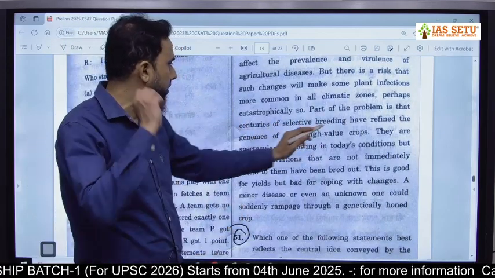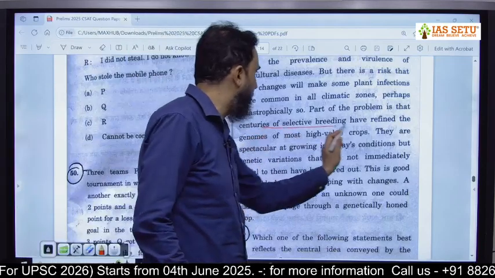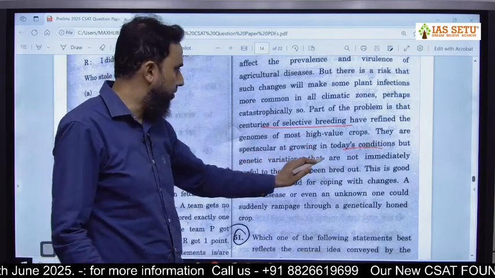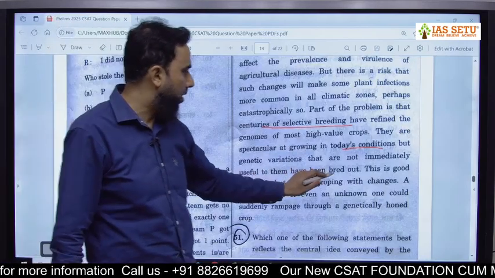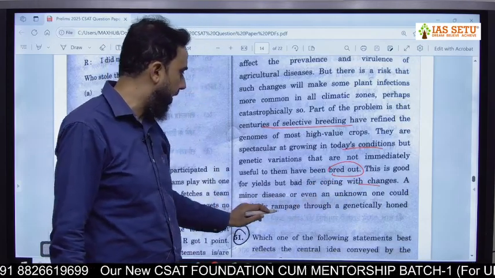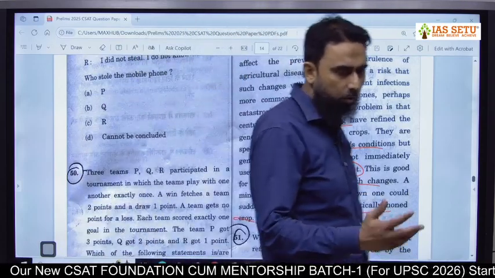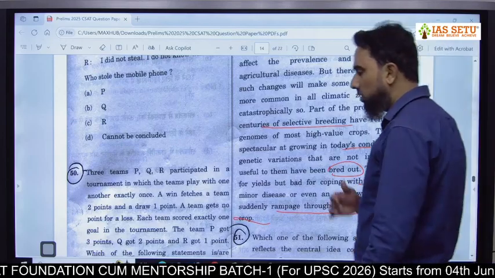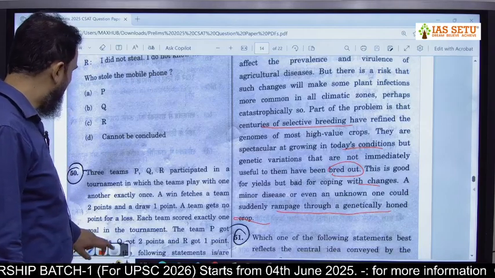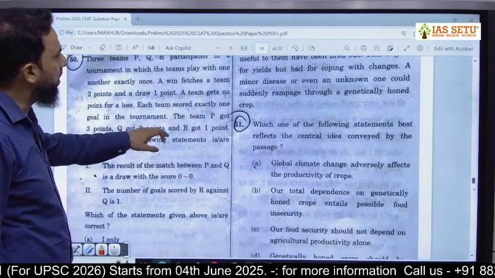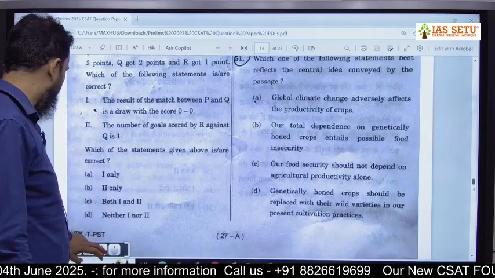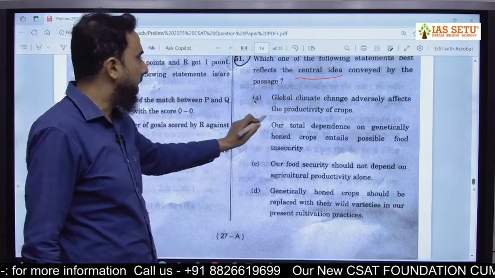of the problem is that centuries of selective breeding have refined the genomes of most high value crops. They are spectacular at growing in today's conditions, but genetic variations that are not immediately useful to them have been bred out. This is good for yields but bad for coping with changes. A minor disease or even an unknown one could suddenly rampage through a genetically honed crop. So far as the production in the present condition is concerned, they are doing good. But the author says that they become vulnerable because of this selective breeding, that they won't be able to, there is a risk involved, and they may not be able to withstand the onslaught of new disease, and that may cause a risk. So central idea, global climate change adversely affects the productivity of crops.